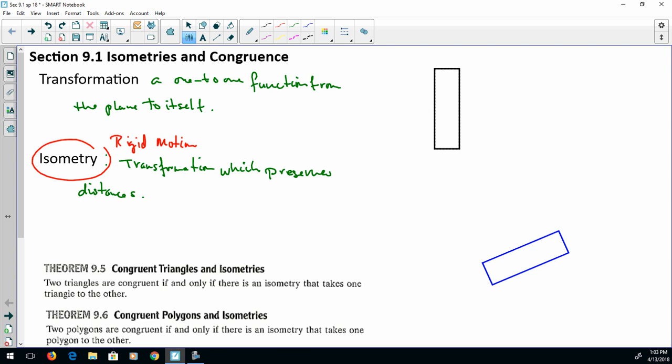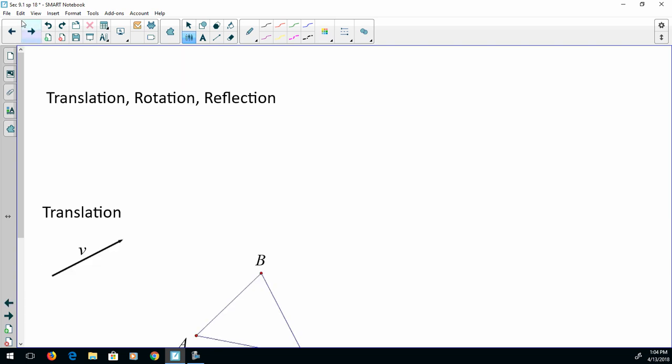And this is the way you explain congruence to kids, is you actually physically show them. I mean, these two things are congruent because I can pick this up and put it down on top of this other figure and have a perfect fit. Now, there are many different isometries, but there are only three basic types.